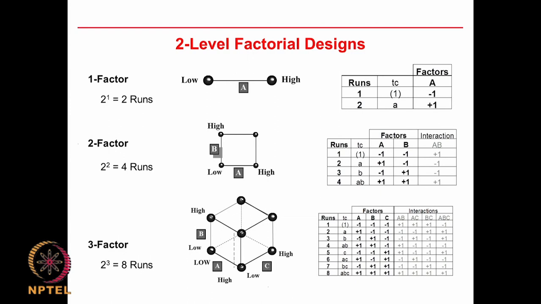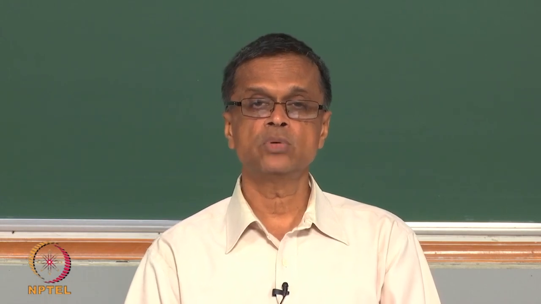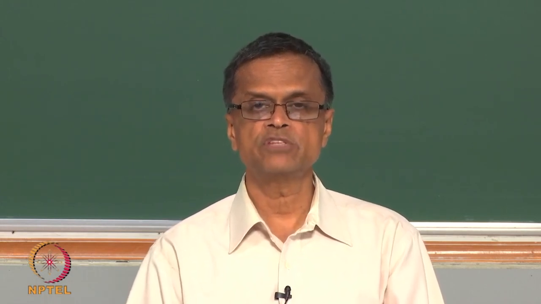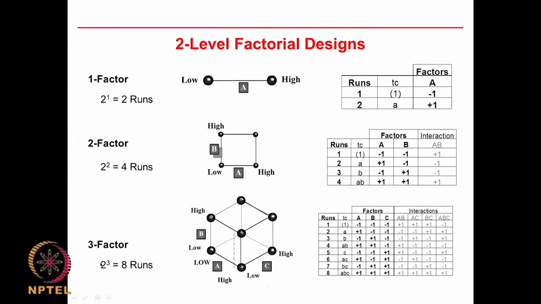2 raised to the power 3. The 2 means 2 levels, 3 means 3 parameters. Of course, instead of 2 levels, you can also go for 3 levels and so on. We will talk about it later, but most of these factorial experiments, we go with 2 levels. So, 2 raised to the power 3 experiments, that is 2 into 2 into 2 is 8 runs.